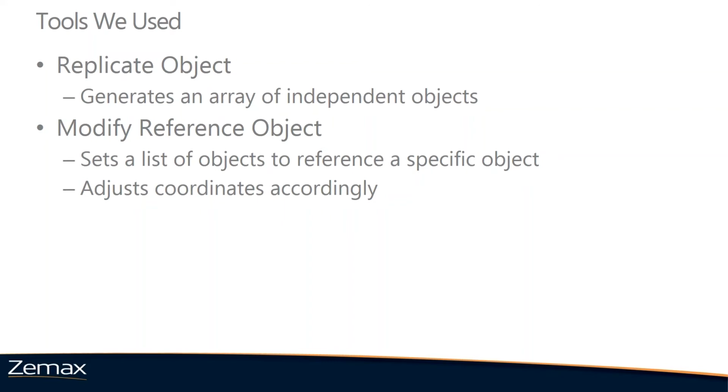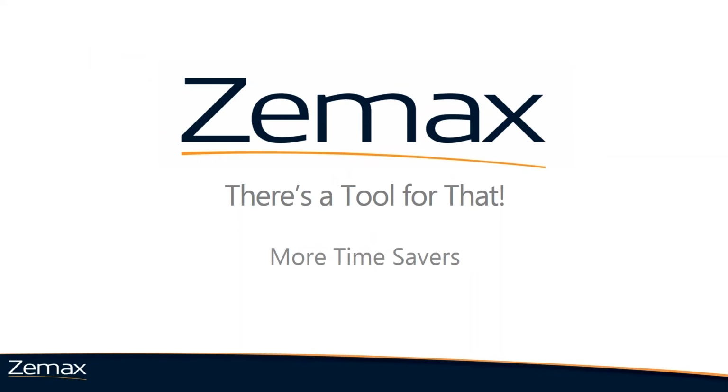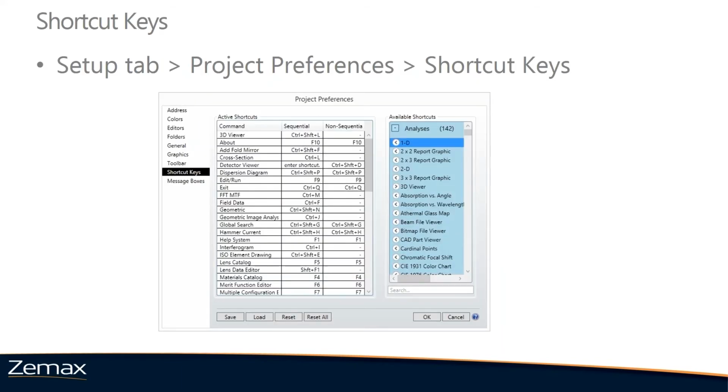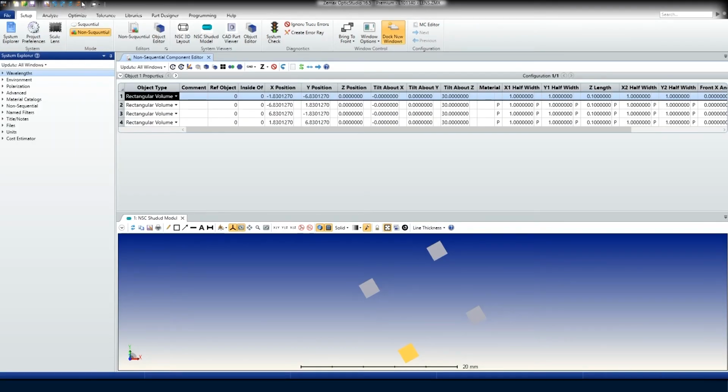And so a few more time savers that you might want to take a look at or mess around with just to speed up that design process again. We have a bunch of shortcut keys that we offer in OpticStudio that you can find under the Setup tab, Project Preferences, and Shortcut Keys. So if we open that up, we can go into Project Preferences, Shortcut Keys, and we've got them all here.